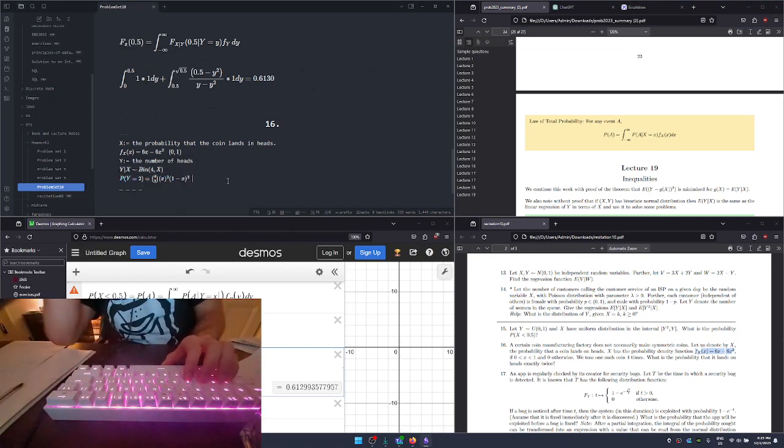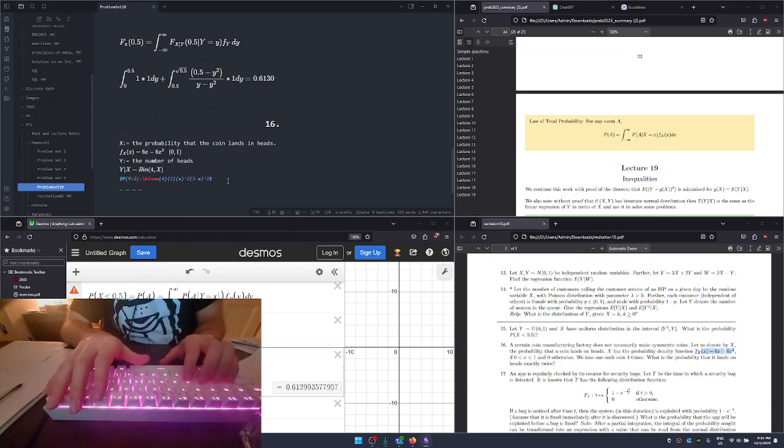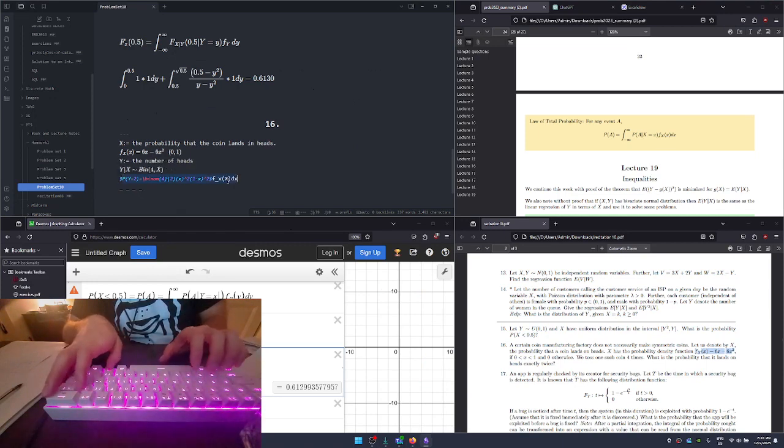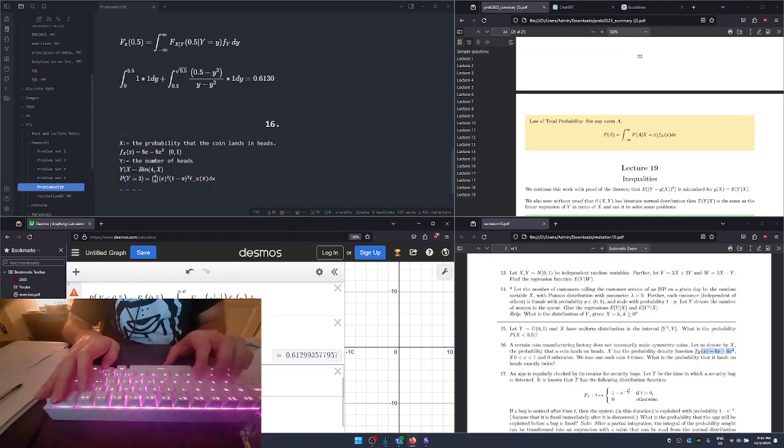So this is what you get. 1 minus x to a power of 2. If you want to land exactly twice, well, we don't know x, so for each possible x we have this formula. So we have f of x dx, and then we can just put it in here real quick.